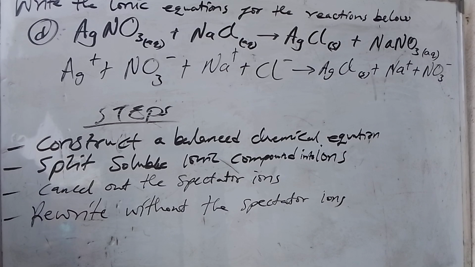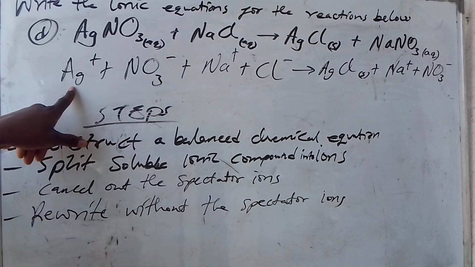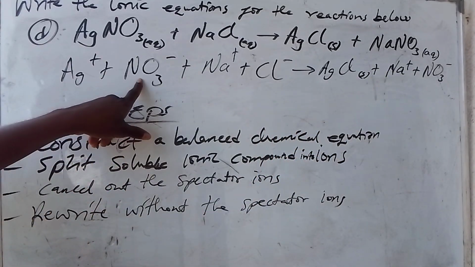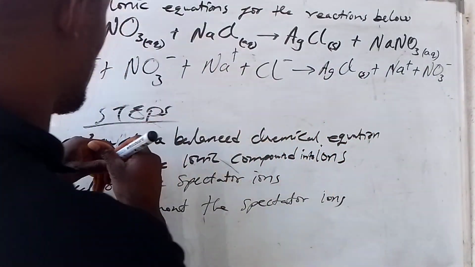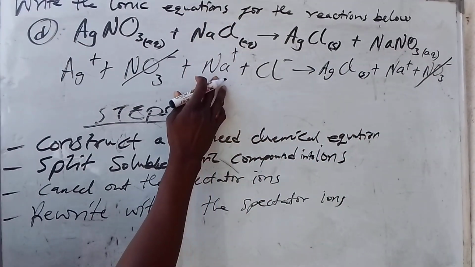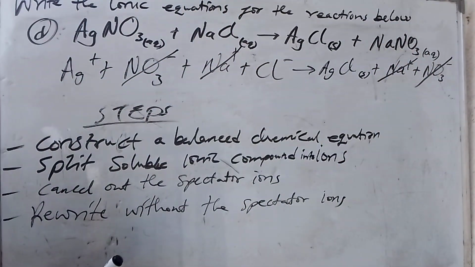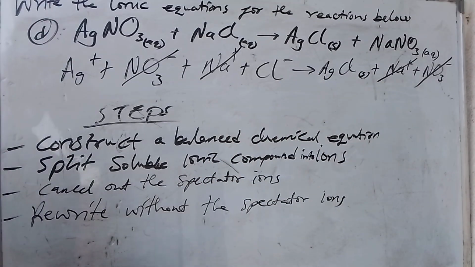In this case, let's counter check. We have silver ions here. Do we have them here? No. So we'll leave out this. Nitrate ions, we have them here. Do we have them at the product? Yes. So we get rid of this and this. Sodium ions, do we have them there? Yes. So we cancel out this, we cancel out this. Next, do we have chloride ions that side? No. Therefore, we'll go ahead and rewrite without the spectator ions.